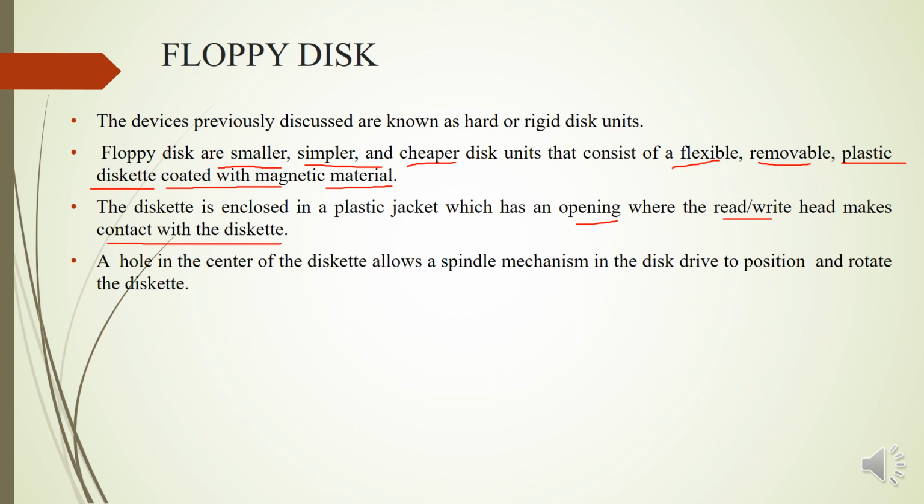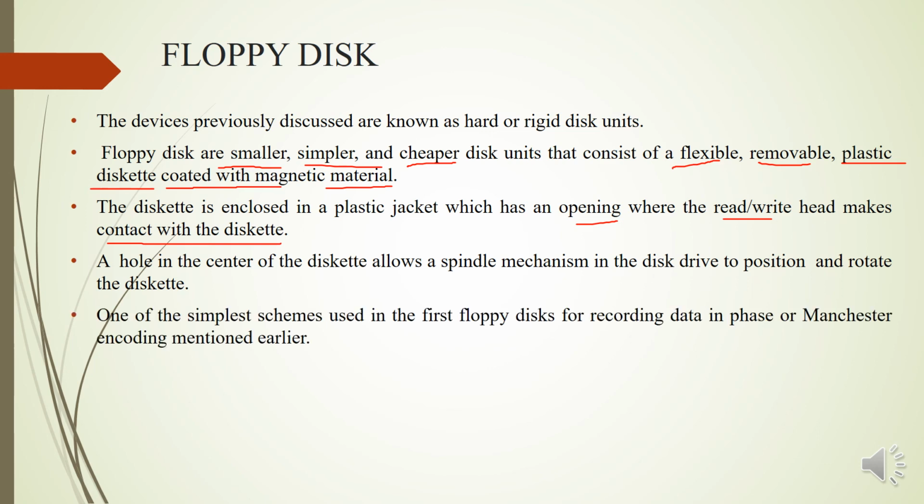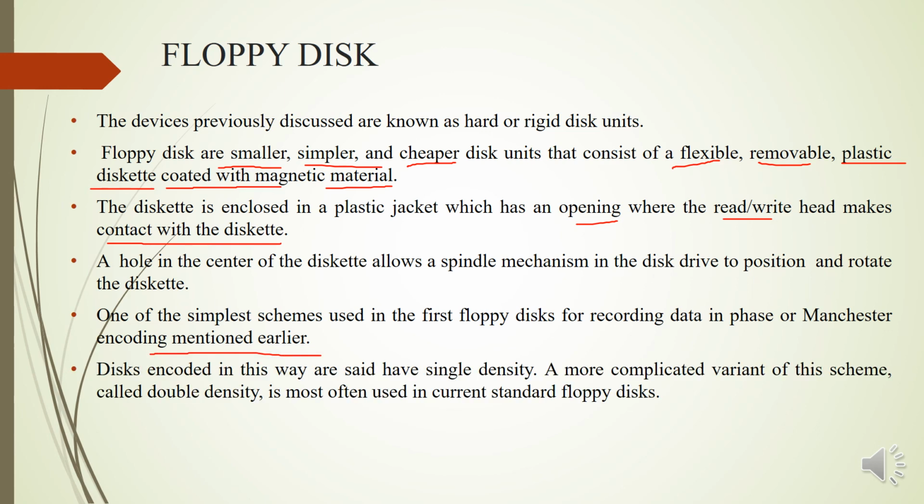A hole in the center of the diskette allows a spindle mechanism in the disk drive to position and rotate the diskette. One of the simplest schemes used in the first floppy disks for recording the data is phase or Manchester encoding, as we mentioned earlier. Disks encoded in this way are said to have single density.